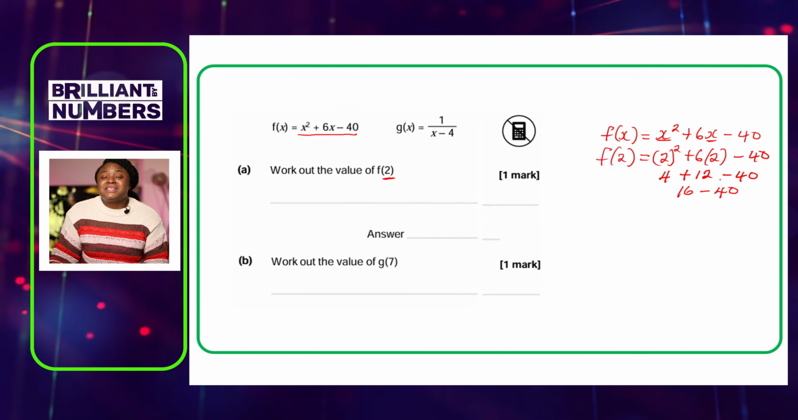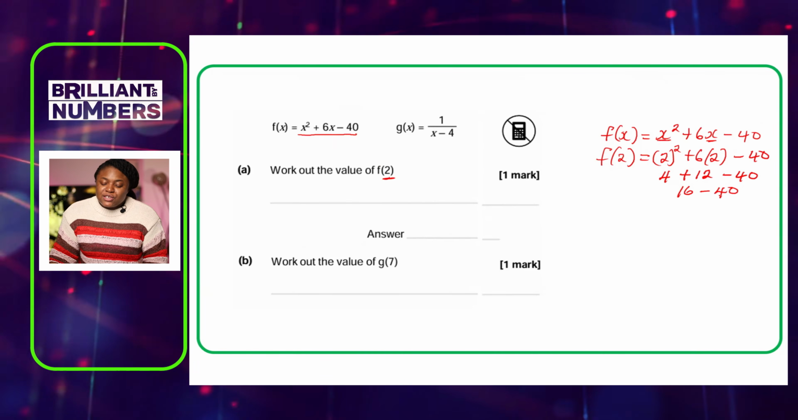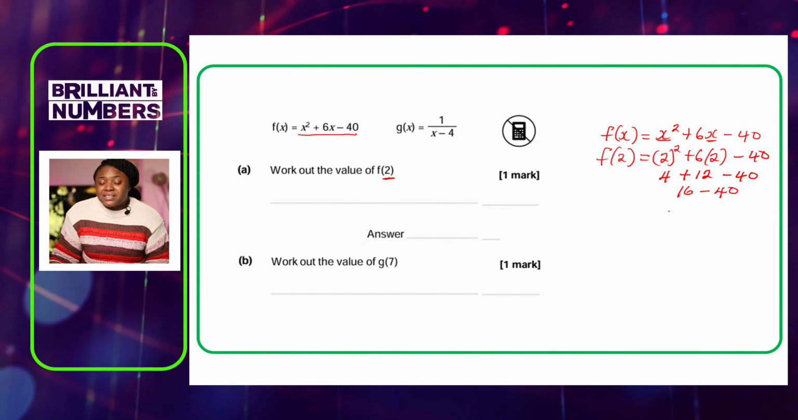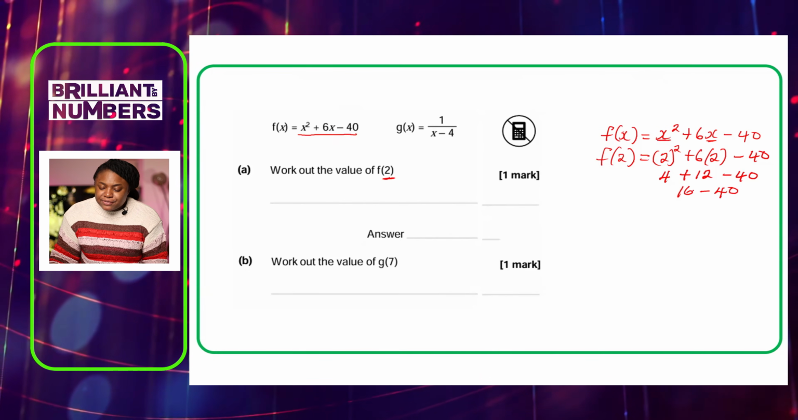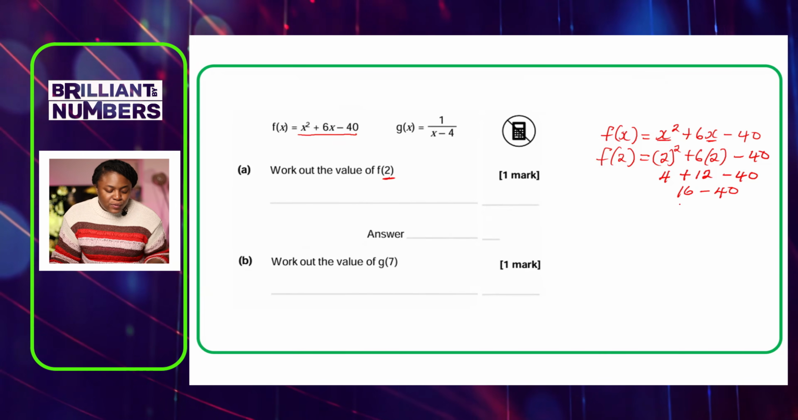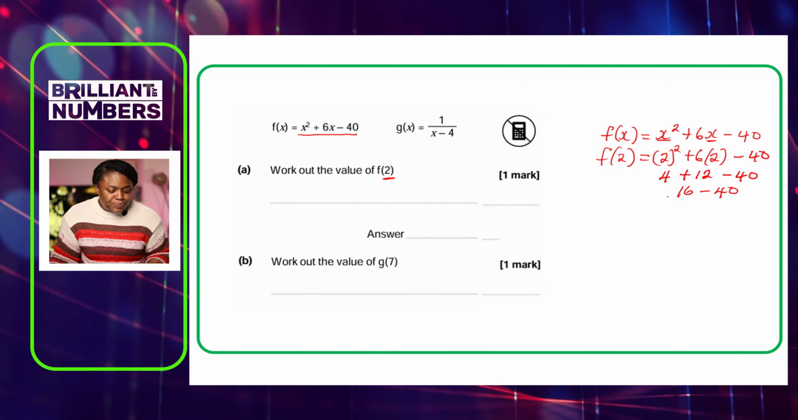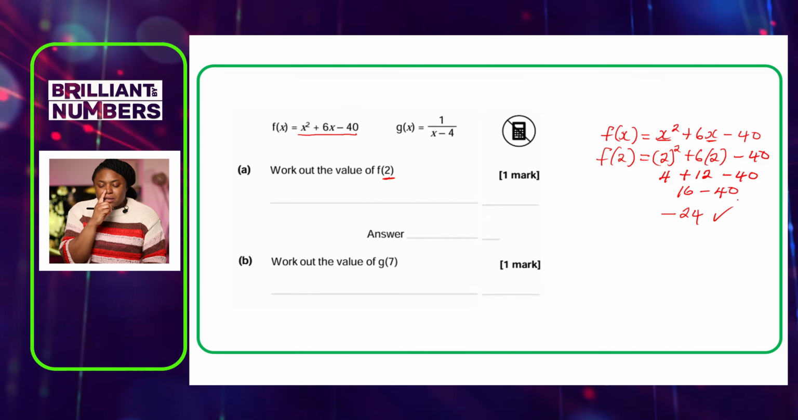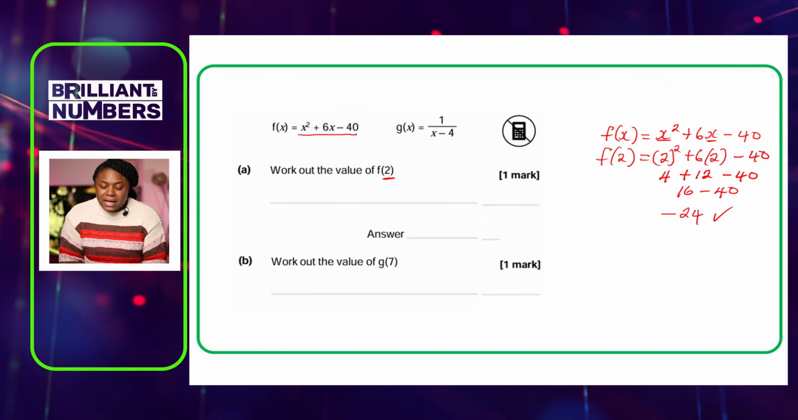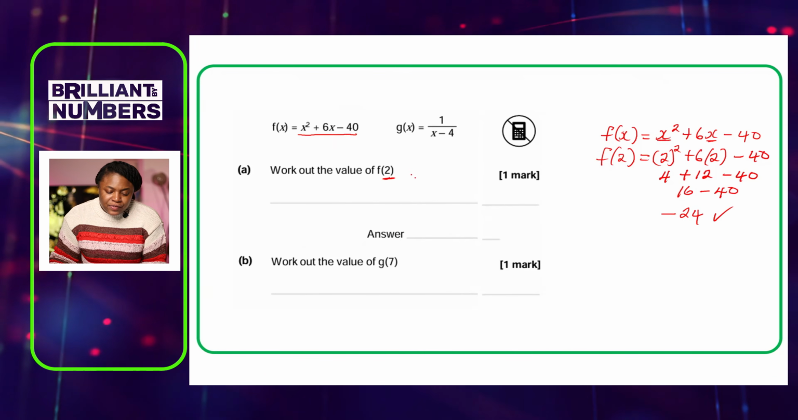And then I need to do 16 take away 40. So I can do 40 take away 16 to get my answer. Then I know it's going to be negative. So 16 take away 40, that is equal to 24. So that's going to be minus 24. So I check my answer off for that one. Nice and simple calculation there. So we finished this question.